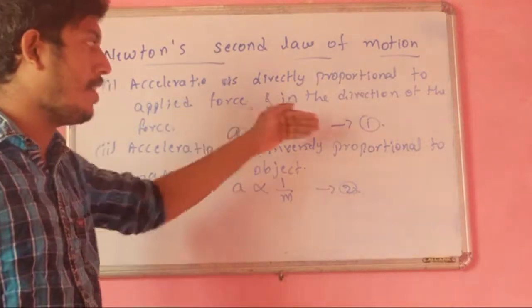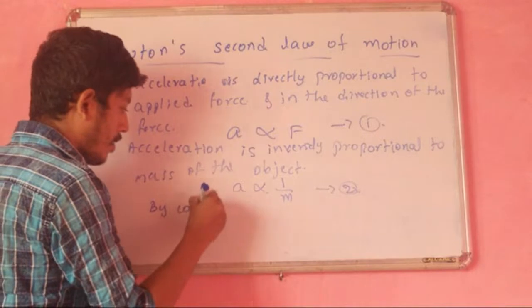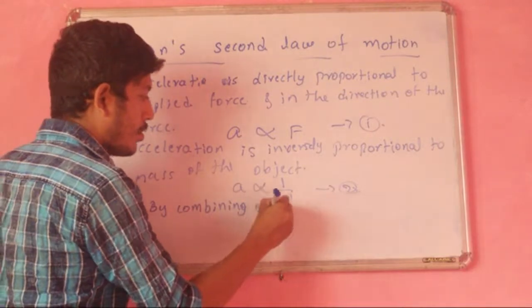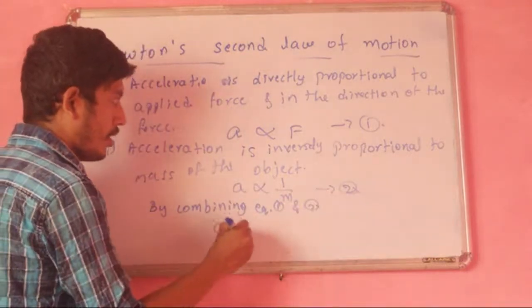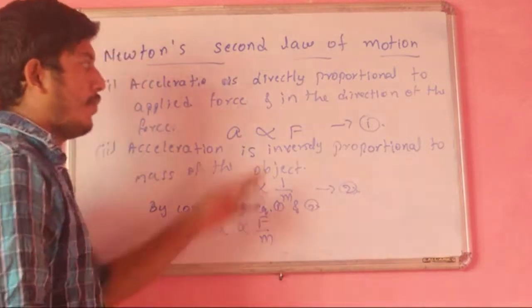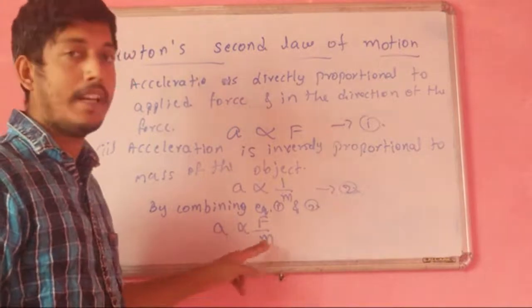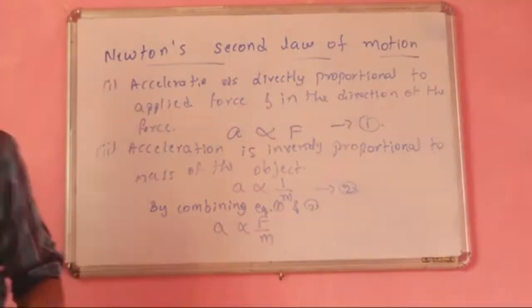Therefore, by combining equation 1 and 2, what does it become? Acceleration is directly proportional to F divided by M. So F is in the numerator, M is in the denominator. Therefore, A is directly proportional to F divided by M. So this is the first part.